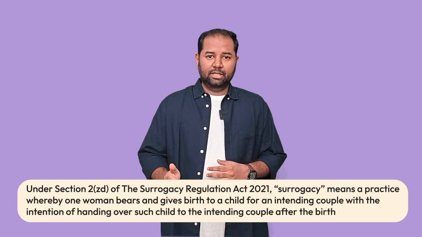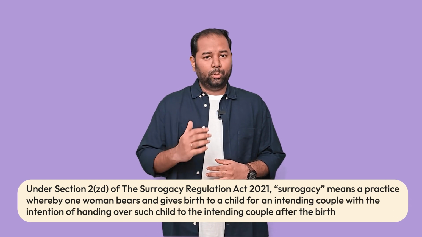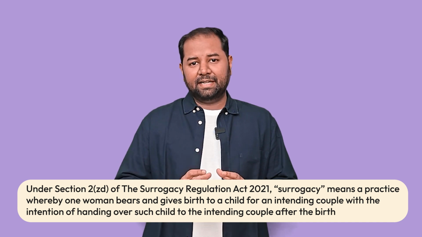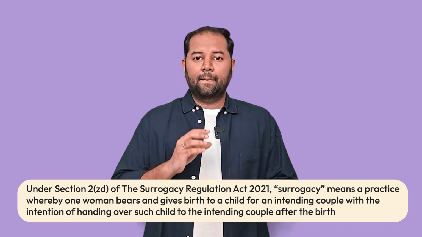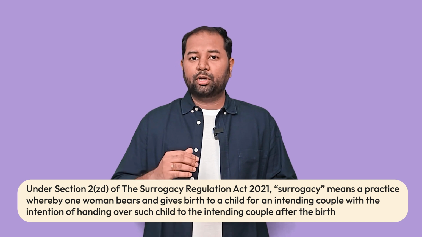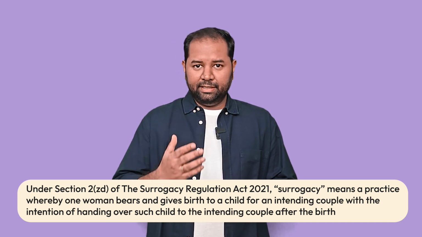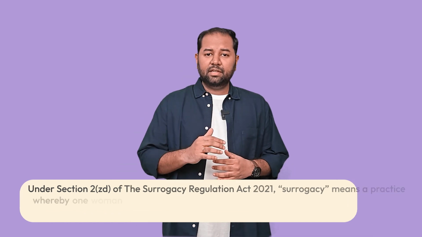Section 2(ZD) of the Surrogacy Regulation Act 2021 defines surrogacy. It states that a surrogacy is a practice whereby one woman bears and gives birth to a child for an intending couple with the intention of handing over the child to the intending couple after birth. Surrogacy can be classified into 4 different categories.